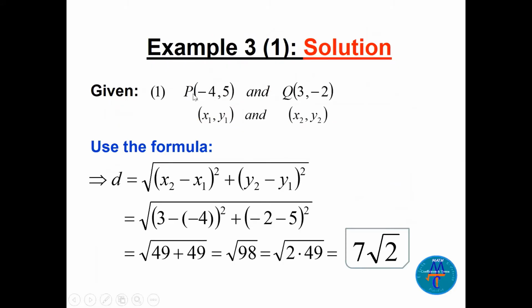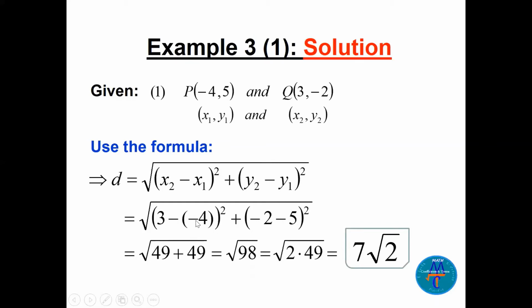Just write the given here: P is minus 4, 5, Q is 3, minus 2. I can call this one x1, y1, and then this will be x2, y2. Or I can call this one x2, y2 and this one x1, y1. Same answer. So let's go this way. We need the distance, so x2 minus x1: 3 minus minus 4. Now, the only mistake you can make here is if you don't take care of the minuses. Then y2 is minus 2 by itself, minus the y1. y1 is positive 5, so I write minus from the formula and 5.